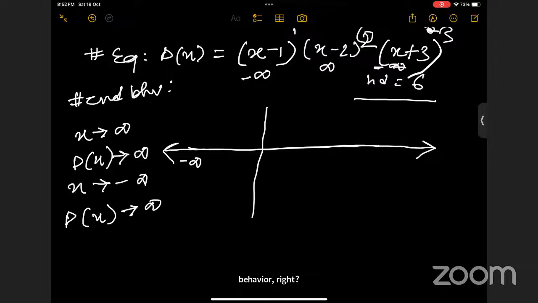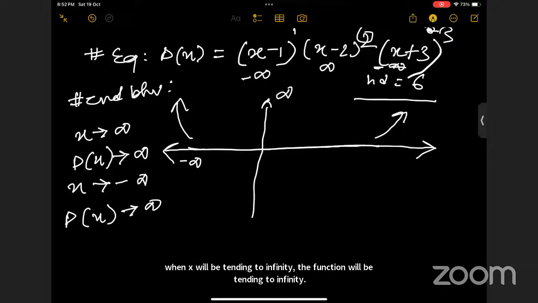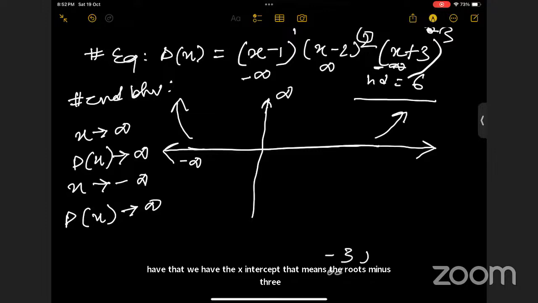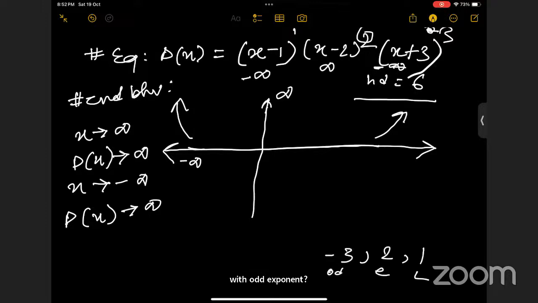That means we can say the end will be something like that, right? When x tends to infinity, the function will tend to infinity. This is the positive side for the function. So in both cases, the function will tend to infinity. Now we have the x-intercepts, that means the roots: -3 with odd exponent, 2 with even exponent, and 1 with linear exponent, right? So this is our -3. This is 2. This is 1.